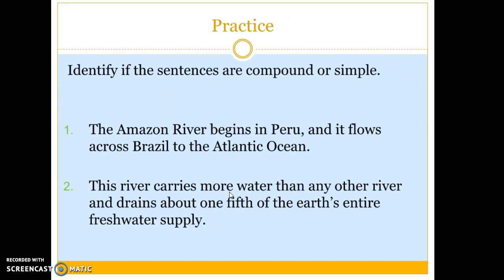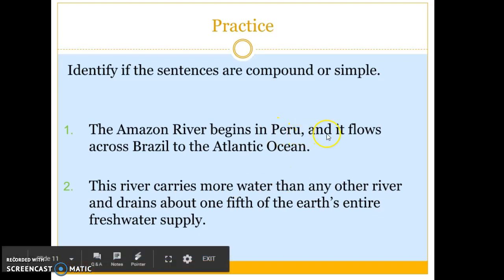Let's pause and see if you can identify these sentences as compound or simple. Looking at number 1, the Amazon River begins in Peru. That's a complete thought. Then I have comma and, that sounds familiar. Then I have it flows across Brazil to the Atlantic Ocean, which is another complete thought. So I have two complete thoughts joined together, comma, and. This must be a compound sentence.